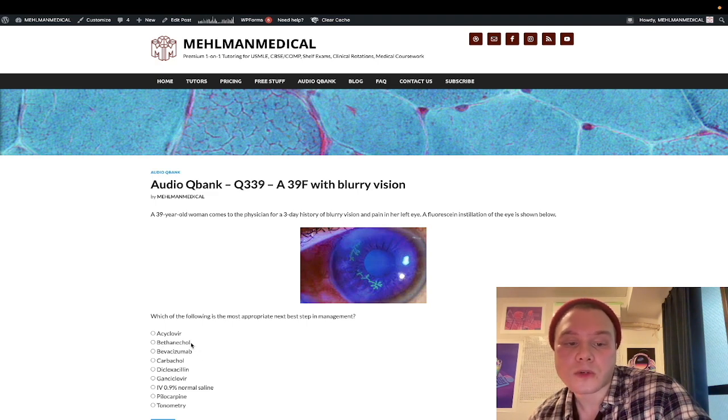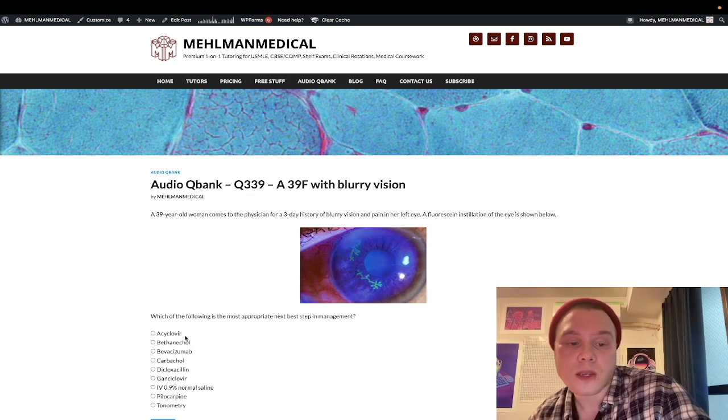Bethanechol, this is a muscarinic receptor agonist, classically used for hypotonic bladder in diabetes, okay? You get neuropathy to the bladder, overflow incontinence, high post-void volume, and you can give bethanechol to stimulate detrusor muscle, okay? The opposite of oxybutynin, which is a muscarinic receptor antagonist used for urge incontinence.